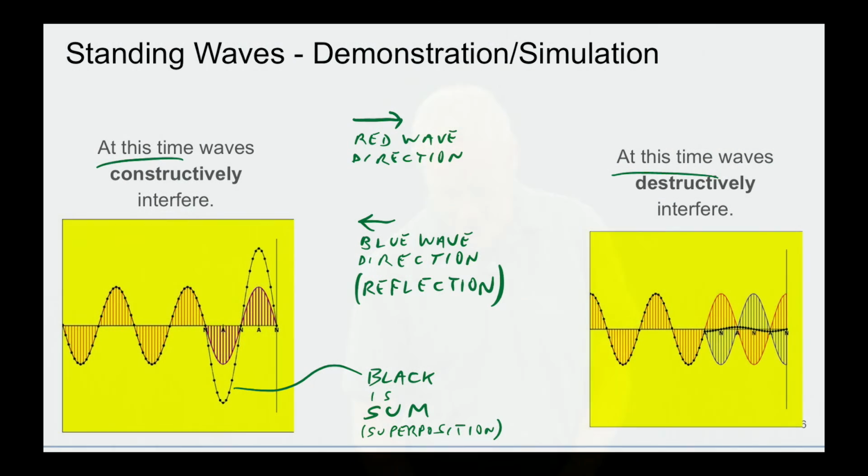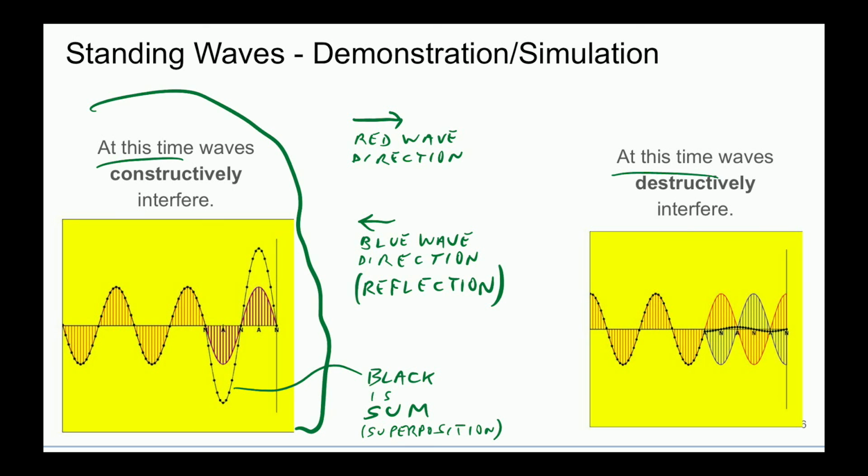Right now I'm showing position versus position. There's y displacement shown by the up and down, and there's position along the wave medium shown left to right. Okay? So if you take a snapshot in time, reminder, there's no time in this graph here. If you take a snapshot in time, you'll notice that the waves are constructively interfering.